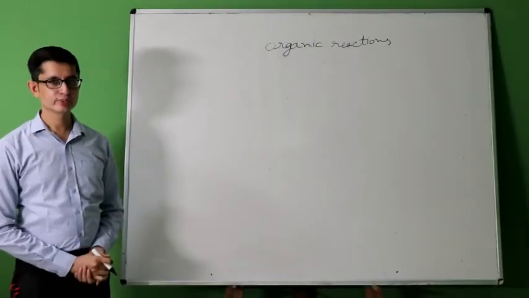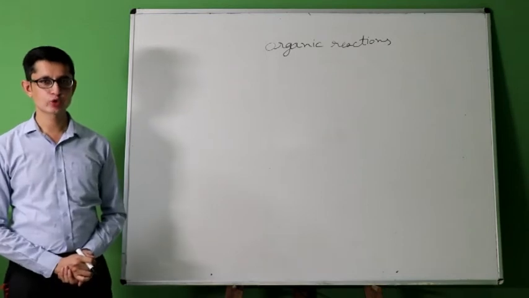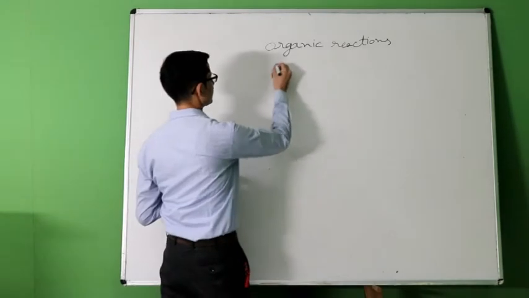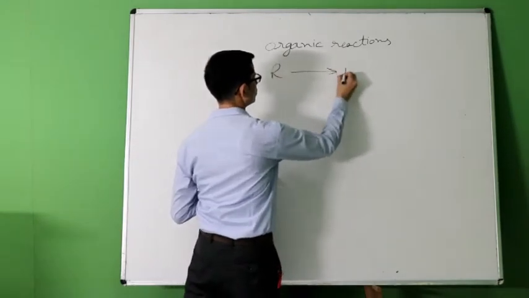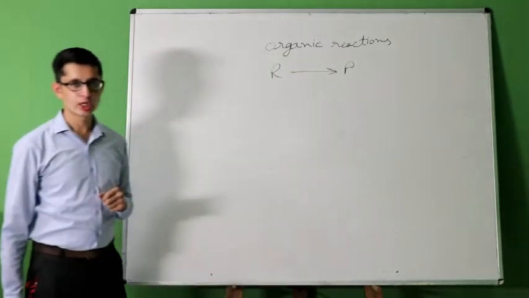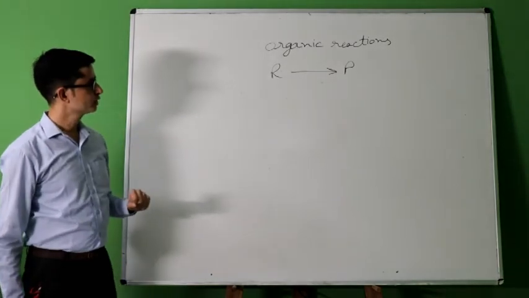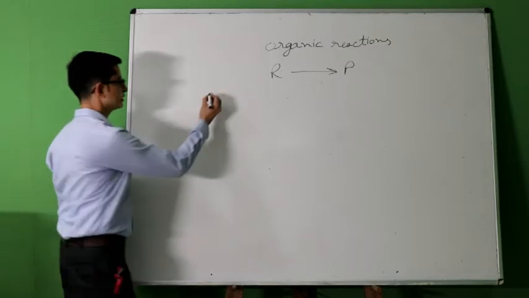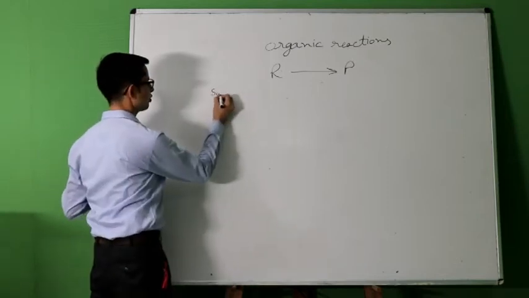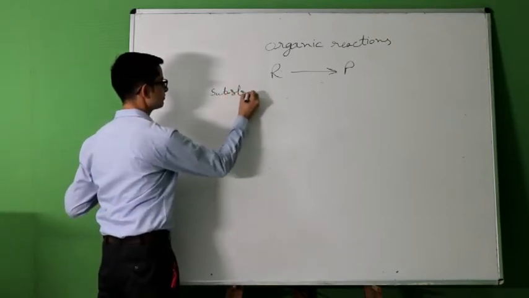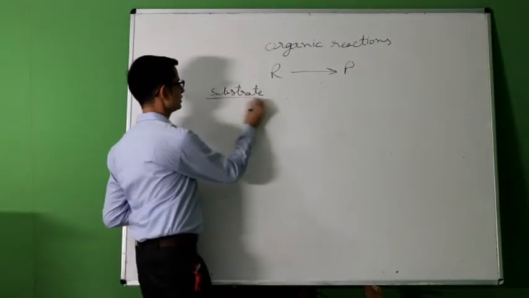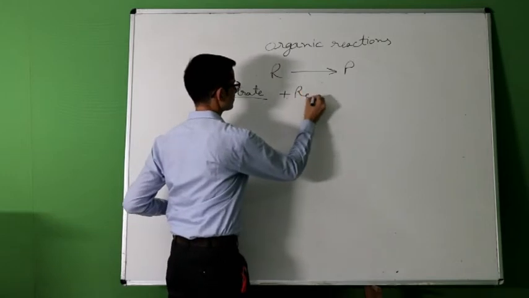Today we will discuss organic reactions and types of organic reactions. Simply, in organic reactions, we say reactants are converted into products. Reactant molecules react to form product molecules. Reactant molecules are of two types. First is called substrate and second is called reagent.